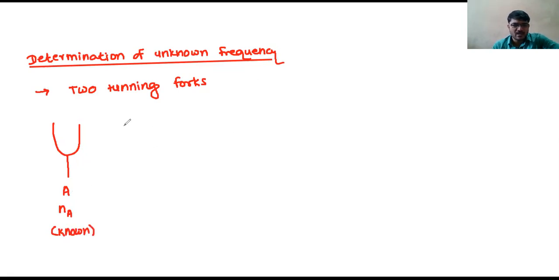Let us take another tuning fork. This is another tuning fork, tuning fork B. It is having frequency NB, and this frequency is unknown. We don't know what is the frequency of this B tuning fork. That is NB, I am assuming. NA is frequency of tuning fork A, and NB is frequency of tuning fork B.